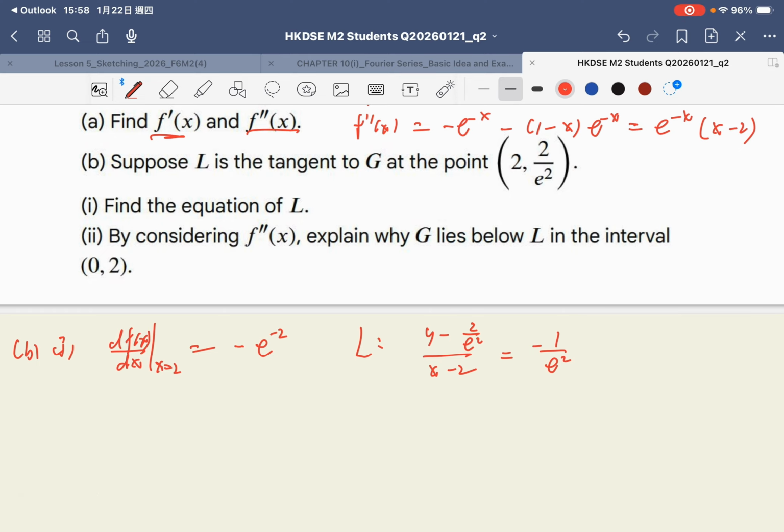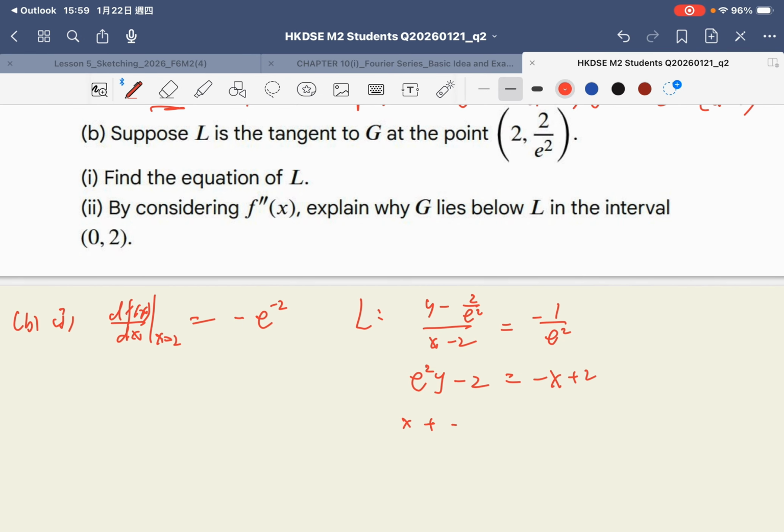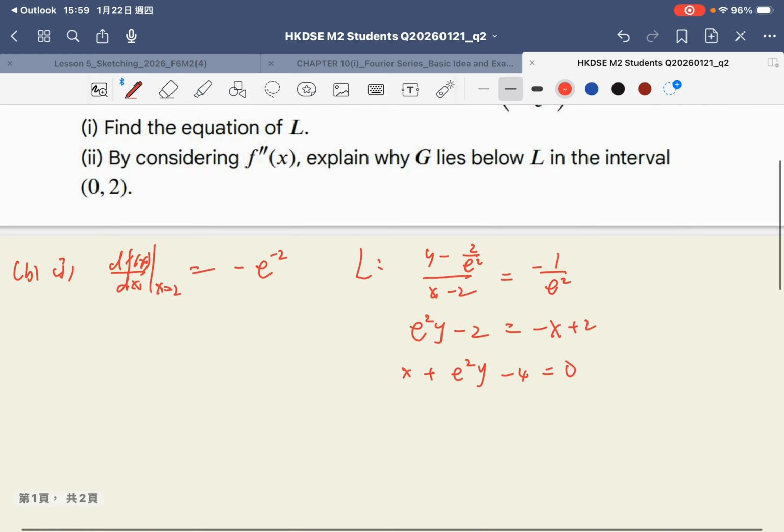And multiply both hand sides. I think I better write this: x plus e to the power 2 times y minus 4 equals 0. Yeah, that is the equation of L.